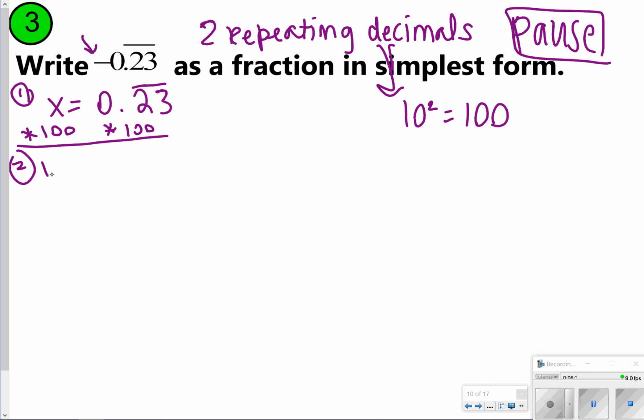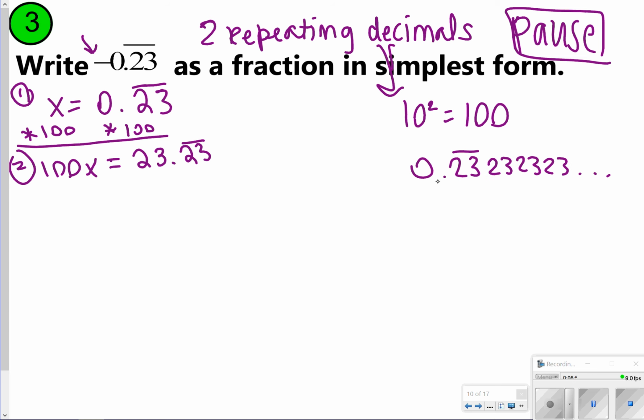100 times x is 100x. 0.23 times 100, that just means moving the decimal 2 more times to the right. So that's 23.23 repeating. Okay, here's what happened. 0.23 repeats, right? 2, 3, 2, 3, 2, 3. Multiplying by 100 sends the decimal 2 places to the right. So that's how we got 23.23, 23, 23, 23, etc. We only need to focus on those two decimals that are repeating for now.